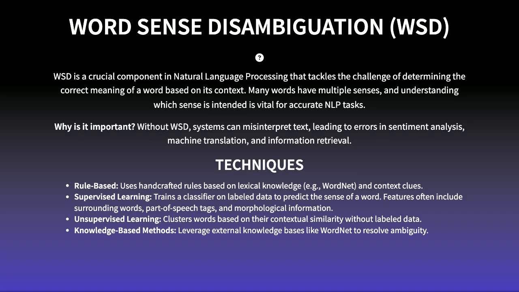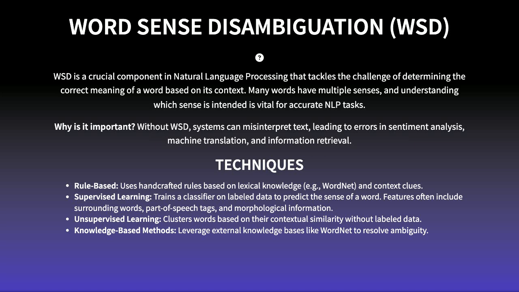Okay, let's dive into word sense disambiguation, or WSD for short. Basically, it's the process of figuring out which meaning a word has in a specific sentence. Think about words like bank. Does it mean a financial institution, or the side of a river? WSD helps computers understand that nuance.